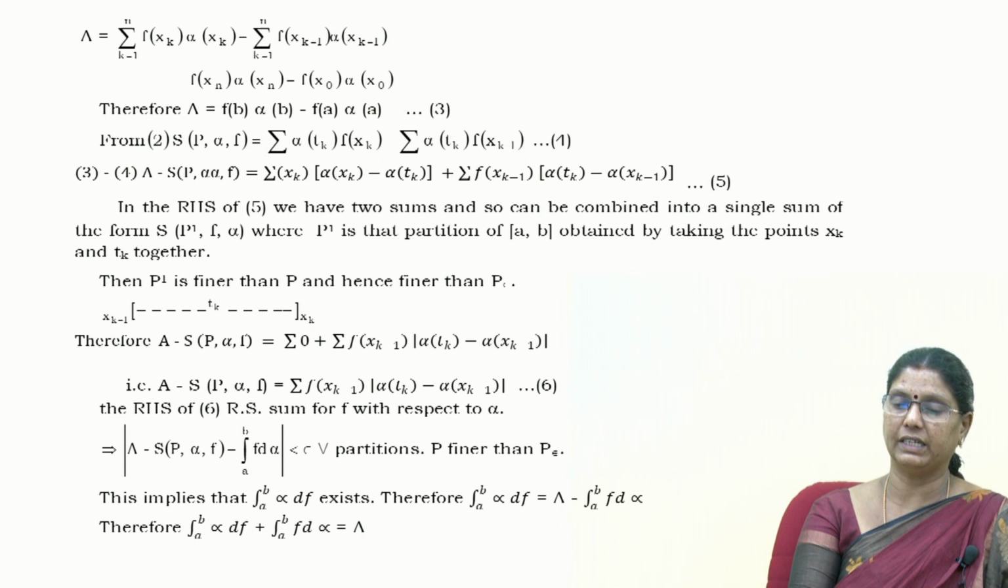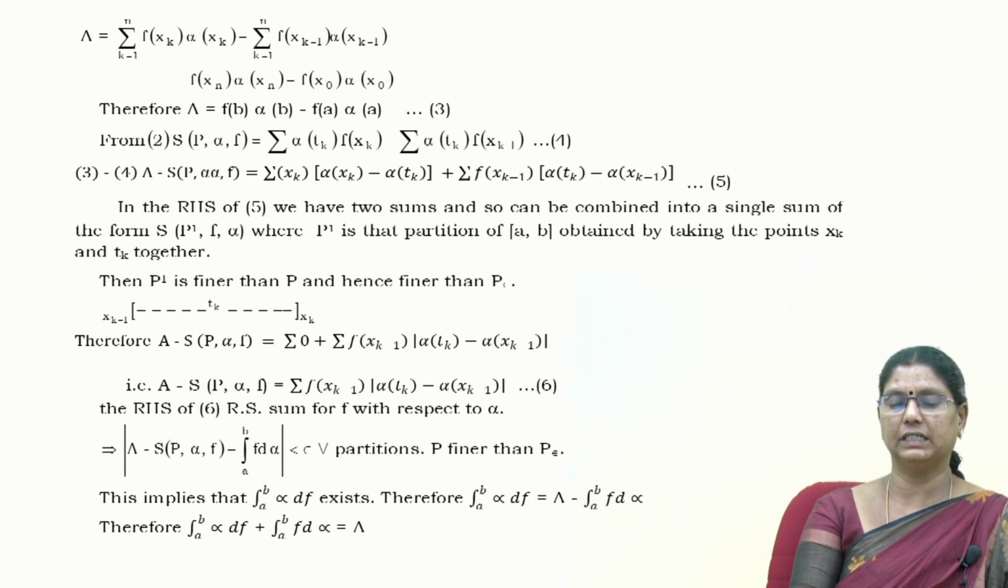Then P1 is finer than P and hence finer than P_epsilon. Thus A minus S_P(f, alpha) equals a summation in which the first case becomes 0, leaving the summation of f(x_{k-1}) into alpha(t_k) minus alpha(x_{k-1}). Thus A minus S_P(f, alpha) can be expressed in this way, and hence the Riemann-Stieltjes sum for f with respect to alpha satisfies the modulus of A minus S_P(f, alpha) is less than epsilon for all partitions P finer than P_epsilon.